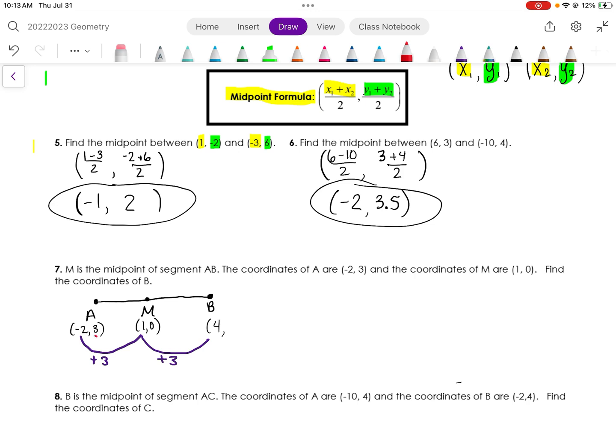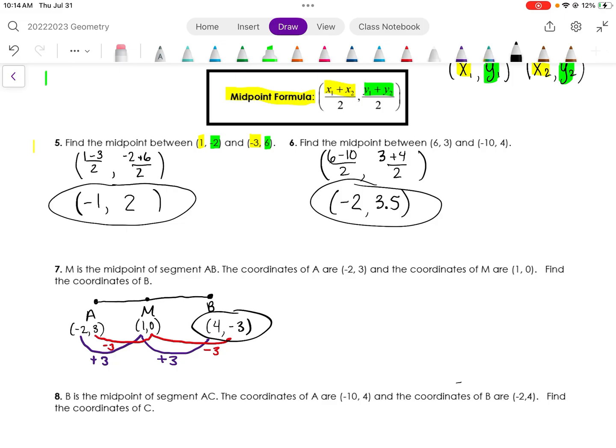Okay, this y value is at 3, but this one's at 0. So this one's actually going down 3. So if you think about 3 on a number line, and then 0's in the middle, the other end would have to be negative 3. And there's your answer right there.